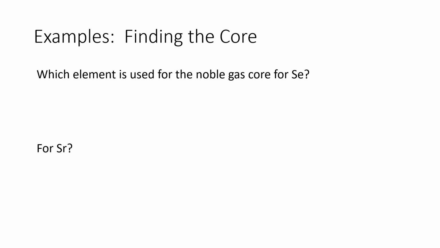So as an example, let's find the noble gas core for selenium. Selenium is atomic number 34. It's in the P block on the 4th row of the table. So if we find selenium and we slide all the way over to the noble gases and then we move up 1 row, we find that we're at argon. So argon is the noble gas core for selenium.